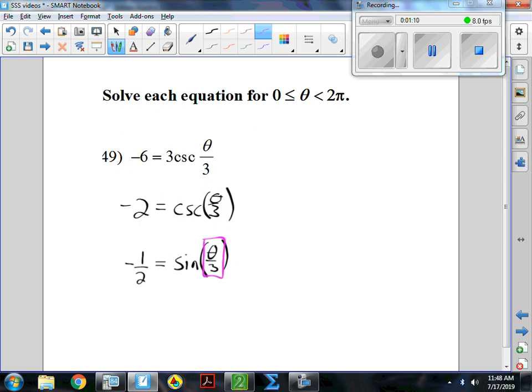For the sine curve, period is 2 pi, so you do 2 pi divided by b. If we thought about it that way, you have a sine b theta. Then your period is equal to 2 pi divided by b. So in this case, I'd have 2 pi divided by 1/3, which is equal to 6 pi. So this graph is stretched out from 0 to 6 pi.